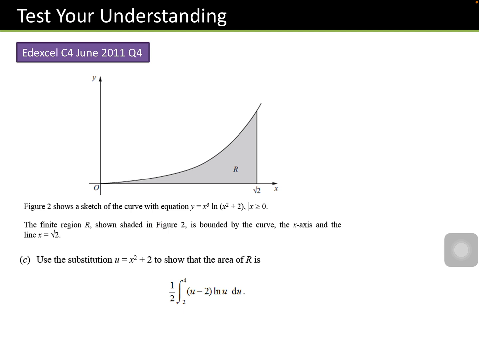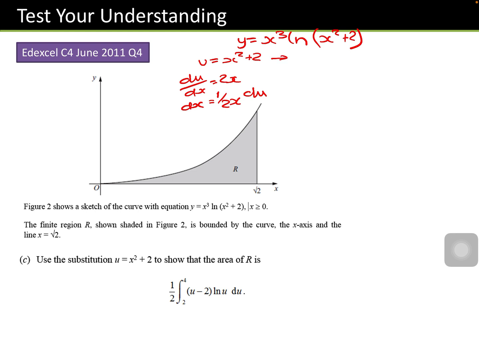Okay, so let's have a look. Right, we have got y equals x cubed log natural x squared plus 2. We are told to use the substitution of u equals x squared plus 2. So we need du dx equaling 2x. So dx equals 1 over 2x du.